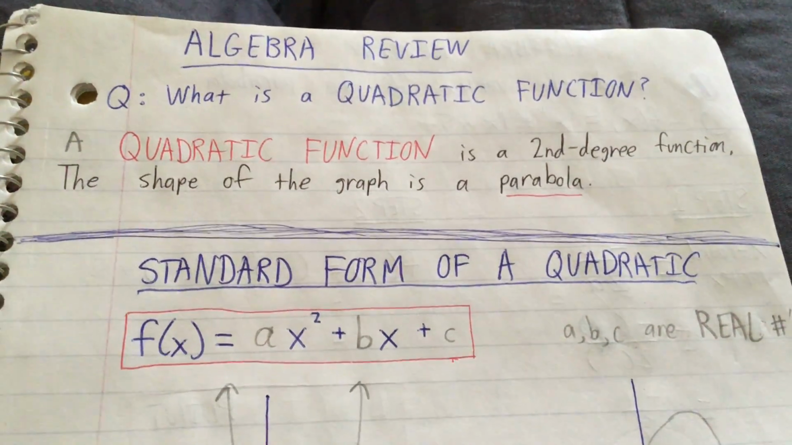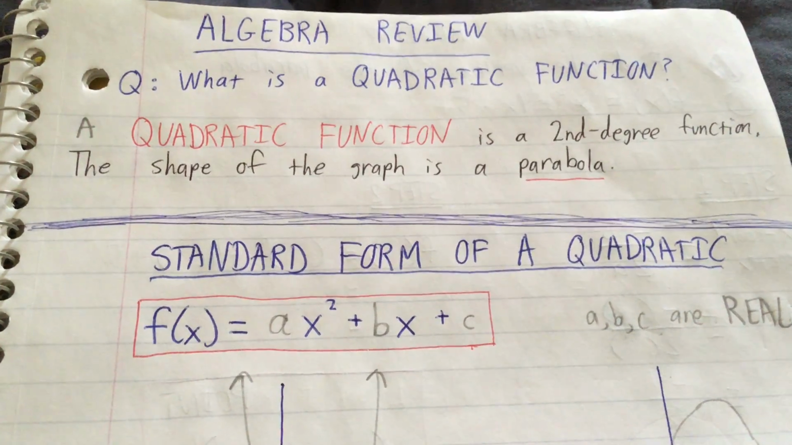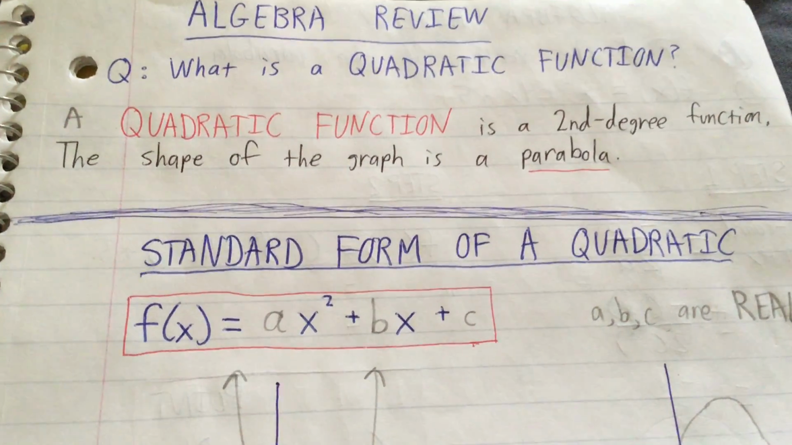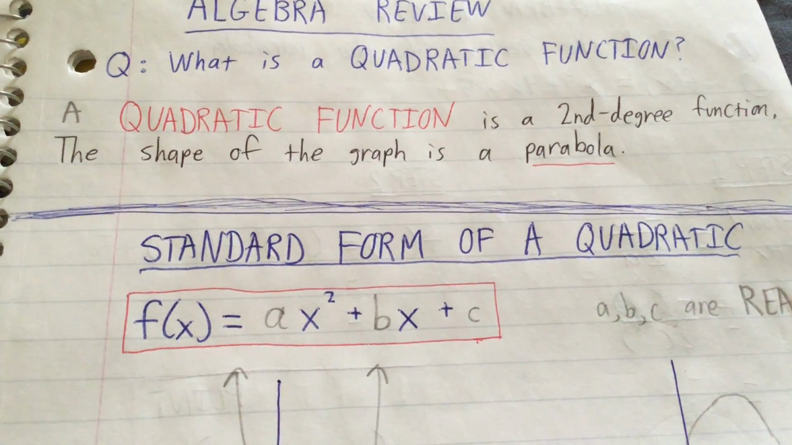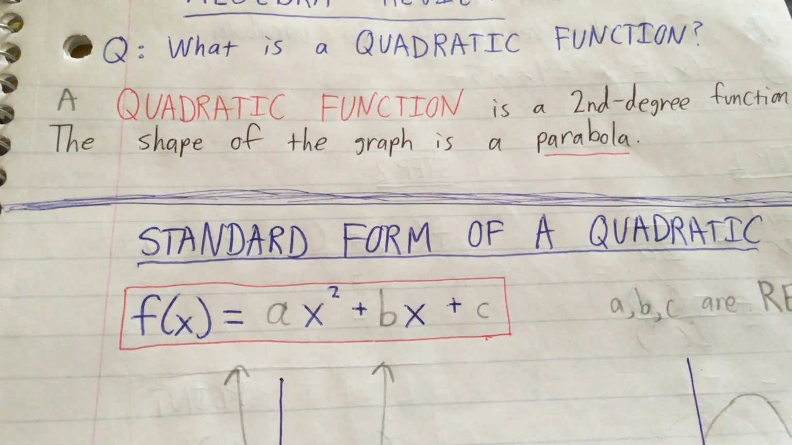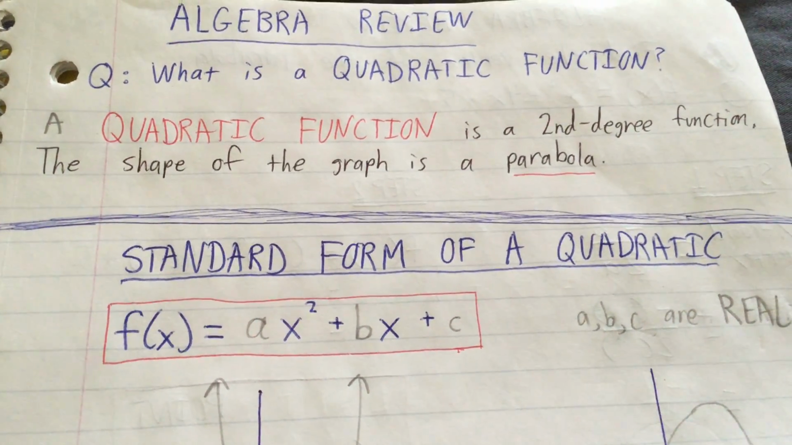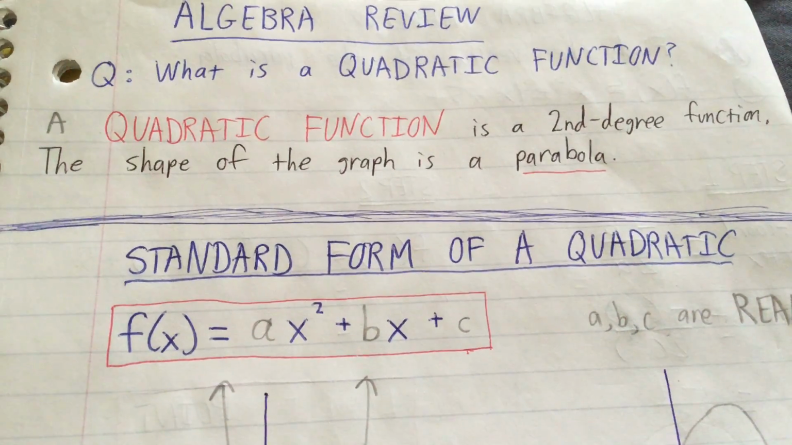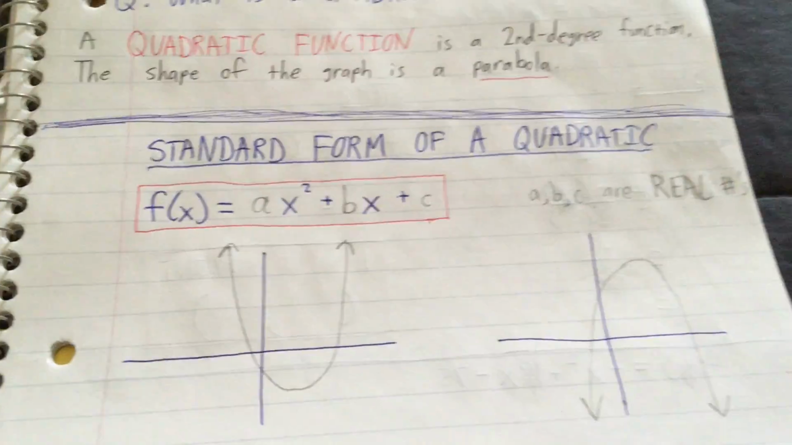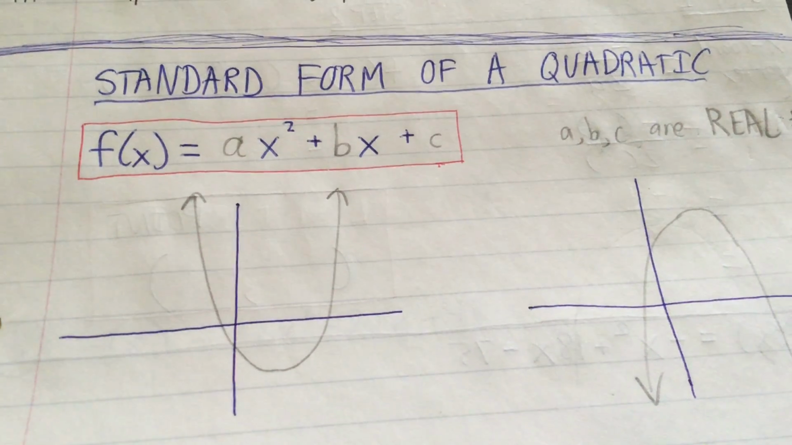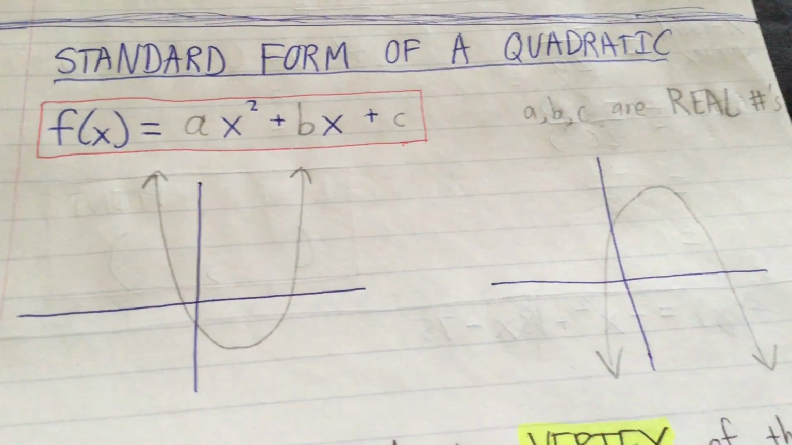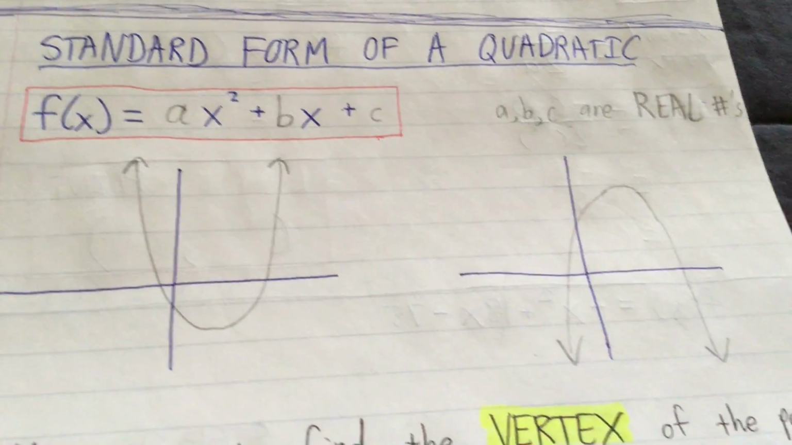So, a little bit of algebra review. Remember that a quadratic function is a second degree function. In other words, the highest exponent you'd see is the second power. You'd see x squared, you don't see x cubed, x to the fourth, and so on and so forth. So the shape of the graph is a parabola. Remember that the standard form of a parabola comes in the form y equals ax squared plus bx plus c, where a, b, and c are real numbers.